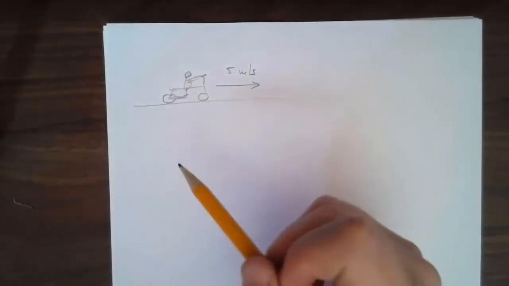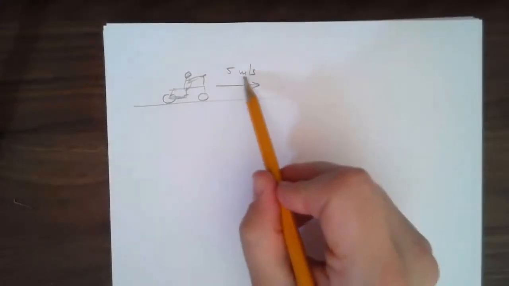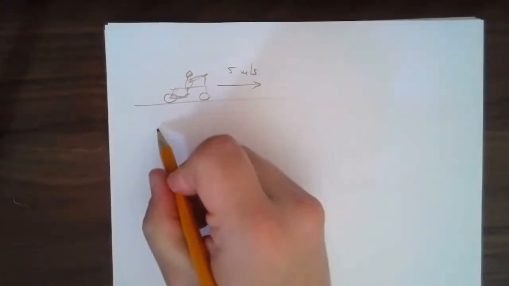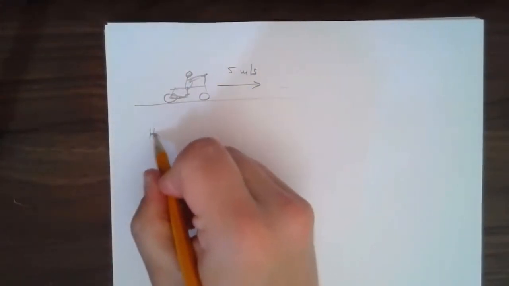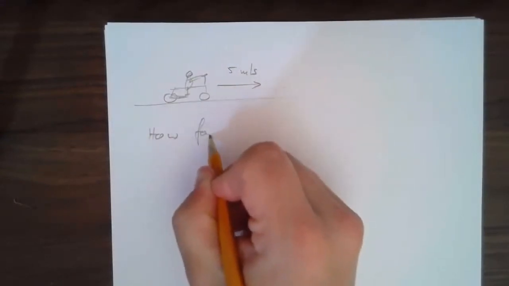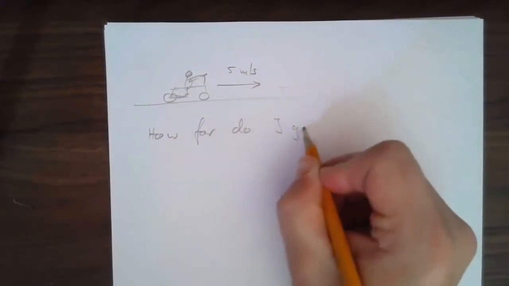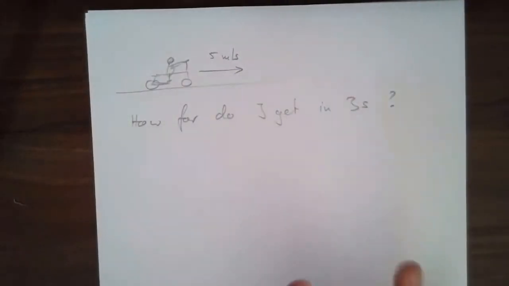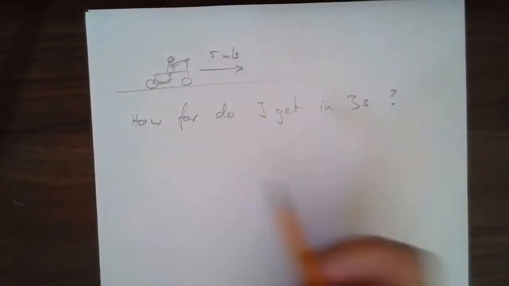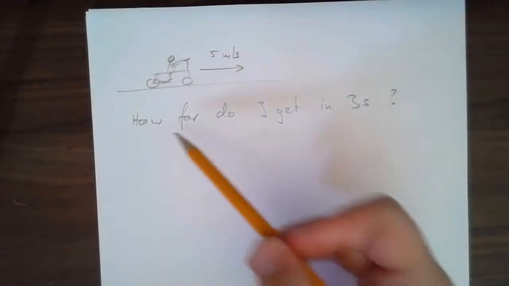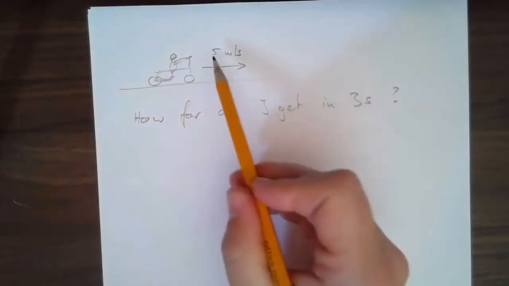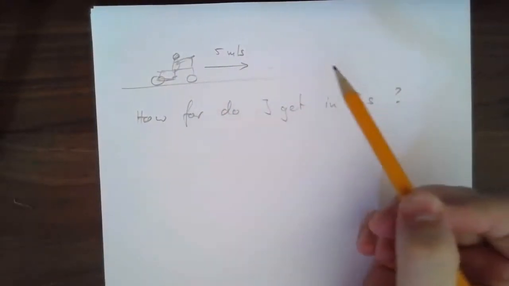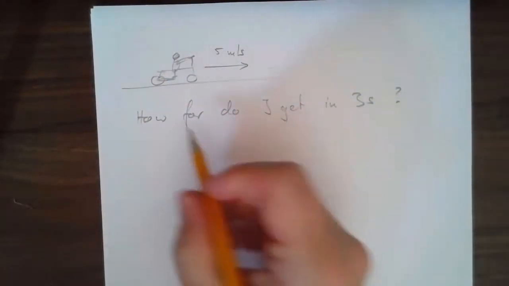So I'm going 5 meters per second, m per s, right, meters per second. So I'm doing that for 3 seconds. How far have I gone? How far do I get in 3 seconds? Now, if you don't know any math or any physics, just think about it. I go 5 meters per second. What does that mean? It means I go 5 meters in the first second, 5 meters in the second second, 5 meters in the third second.